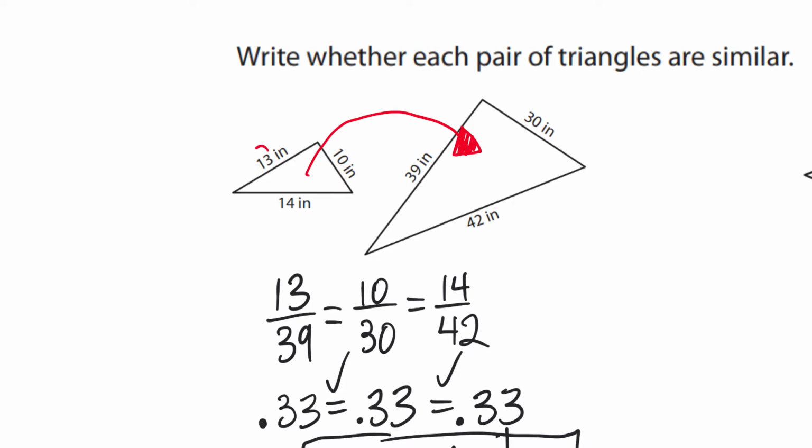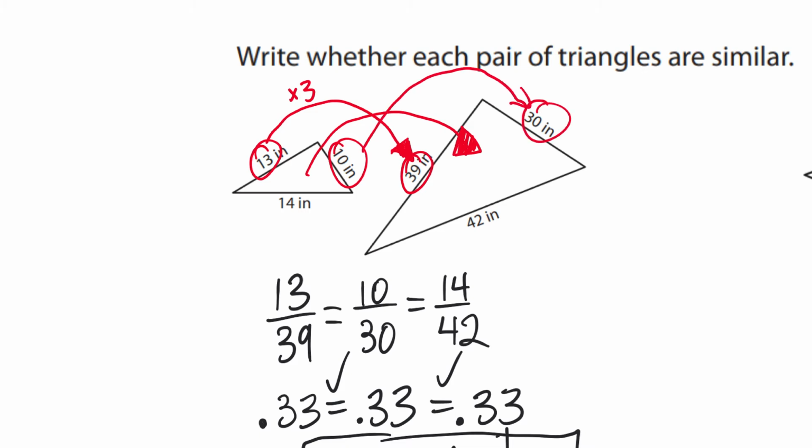So let's think about this. From 13 to 39, what do you have to multiply 13 by to get 39? It's exactly 3. 13 times 3 is 39. Okay? 10 times what gives you 30? Times 3. Okay, 14 times what gives you 42?